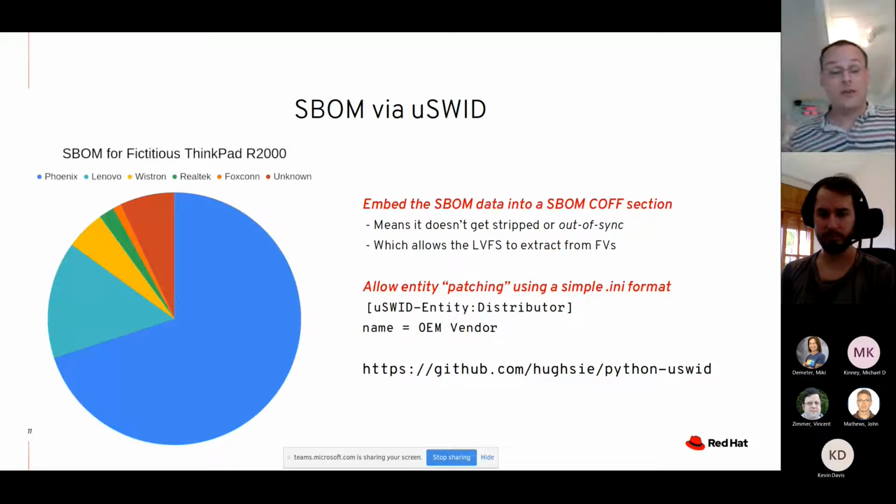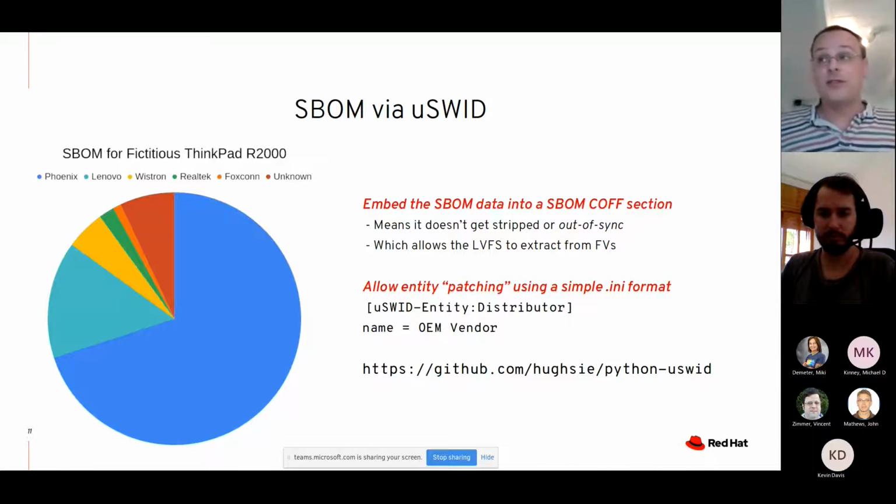The aim here is to do something really high level. On the LVFS you would have a pie chart per model, per firmware, which says most of this firmware came from Phoenix, some of it came from Lenovo, some from Wistron, some from Realtek. The only real way we can do that is to embed the metadata itself into the firmware, because stuff gets out of sync. If you have DXEs being parachuted in from other places, or file volumes being merged at compose time, it doesn't work when you're generating a PDF at build time, because then you have two deliverables and they very quickly and easily get out of sync.